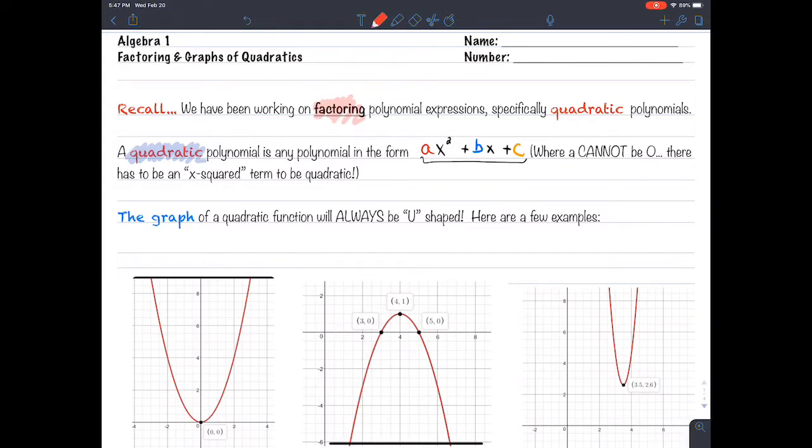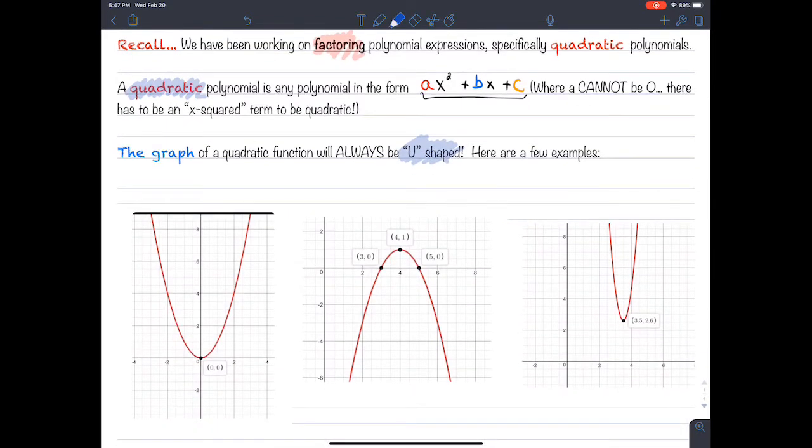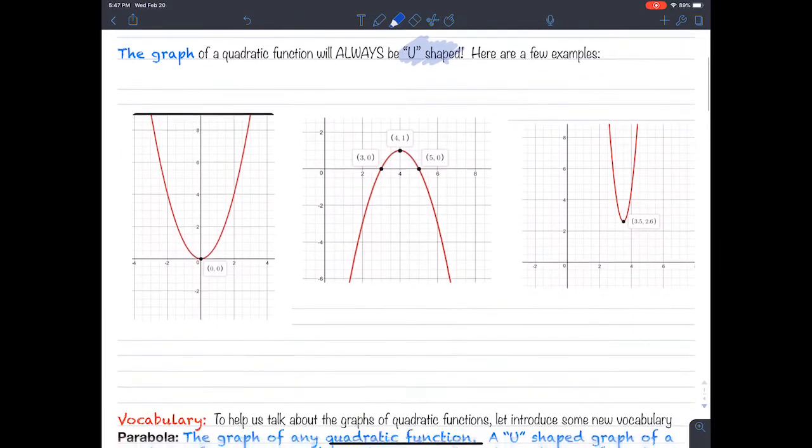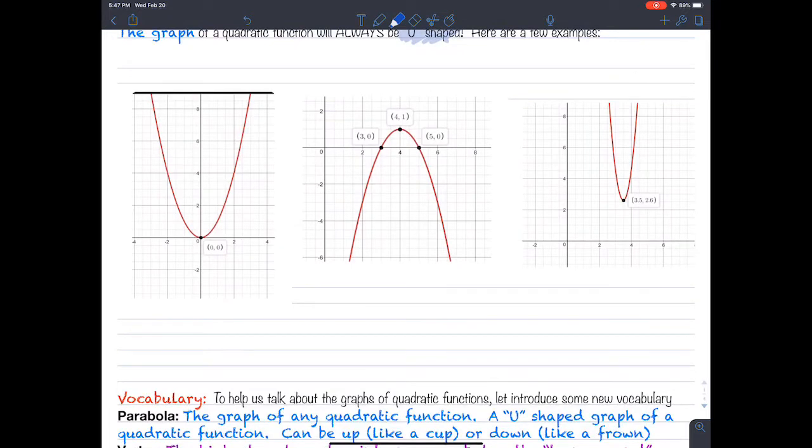So the most important thing for today is that the graph of a quadratic function, no matter what the equation is, is always going to be a U-shaped graph. Here are some examples of U-shaped graphs, and more specifically, that U-shaped graph is called a parabola. So all of these are parabolas. This is a parabola. And notice how I'm pronouncing that word, parabola. This is another parabola. And again, this shape is a parabola.